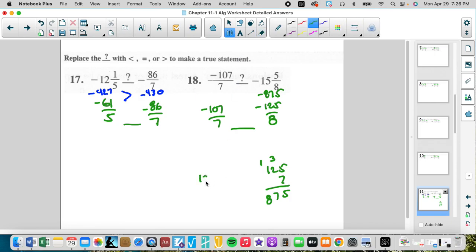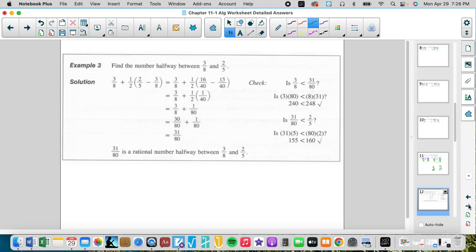So here we have 107 times 8. That is 56. That is 56. That's 856. Negative 856. So it's going to be greater than. Sorry about that. Find the number halfway between.